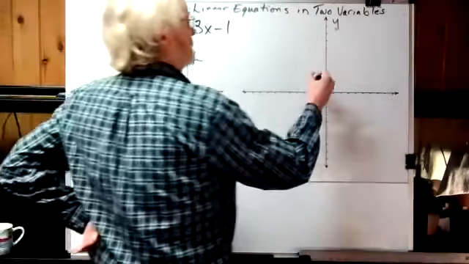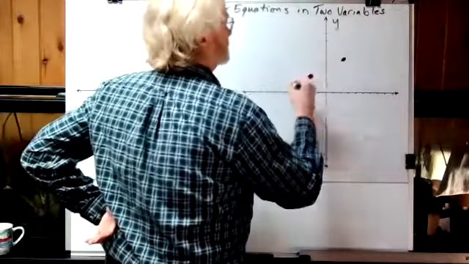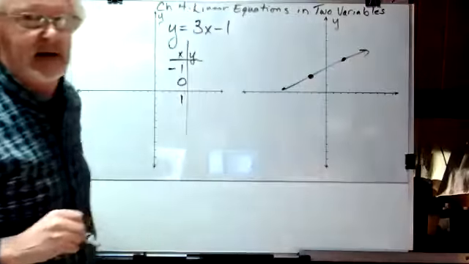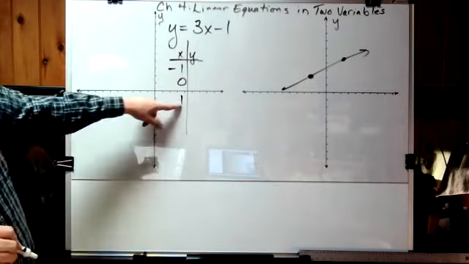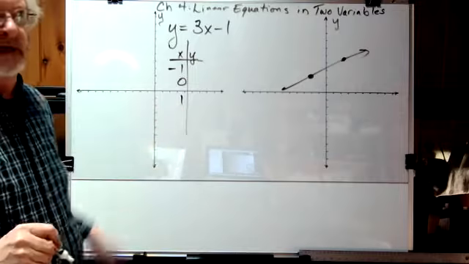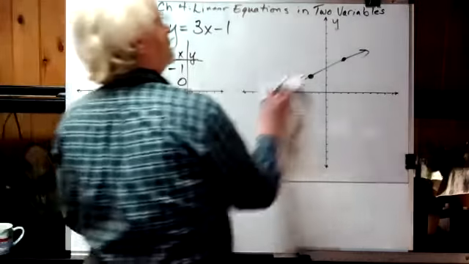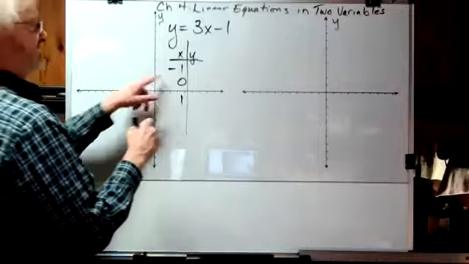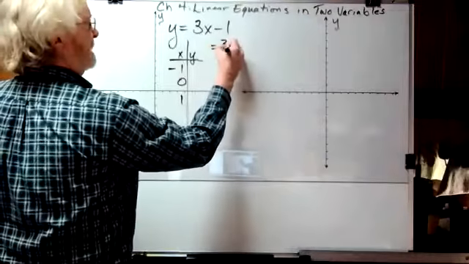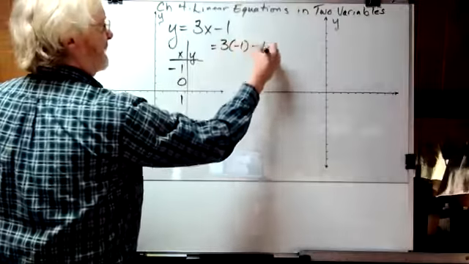You may know this idea. Any 2 points actually define a line, right? Any 2 points, you can connect the dots and get a line. A third point just kind of confirms we got the right stuff. Okay, so if x is -1, here's where I'm saying I get 3 times the -1 and -1.